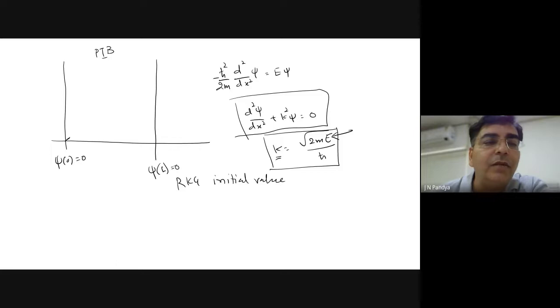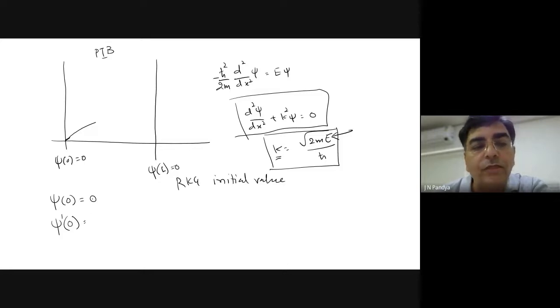Now, when I start with this, I have two things to choose. Because it's a second order differential equation, I must have two initial value conditions. That means I should know psi of 0, which obviously is 0, and I should know psi prime of 0, that is, the slope of the function at this point. So obviously I cannot keep this to be 0, because there is some finite slope here.